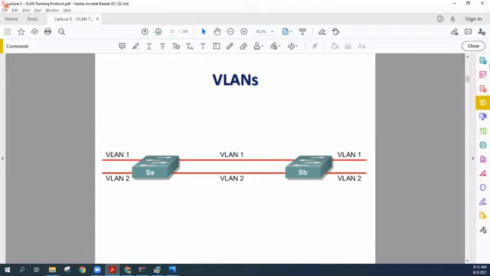Okay, actually this is about VLAN 1. There is a link. VLAN 1, VLAN 2, there is a link. Here also VLAN 1 and 2 have separate links, no trunk. Switch B, VLAN 1, 2 separate links are there.